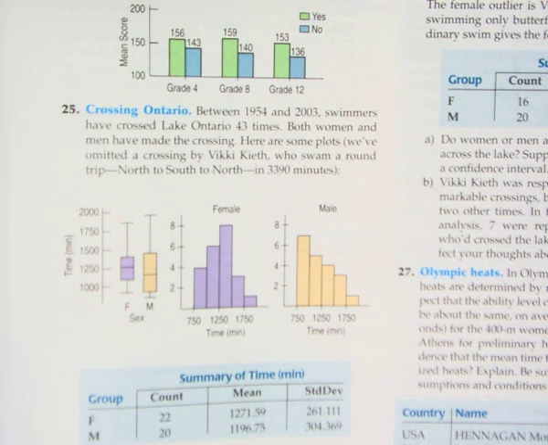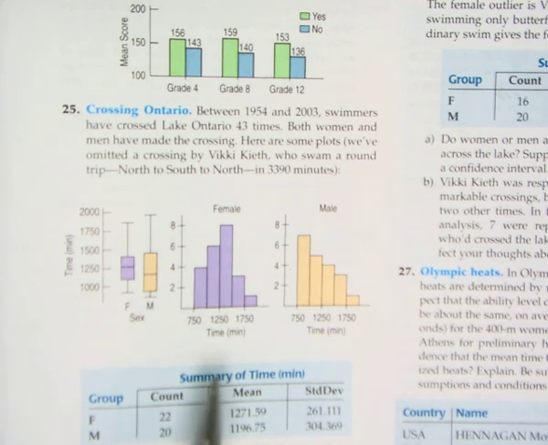Alright, so we got this crossing Ontario. Apparently Lake Ontario was crossed 43 times. Men and women have both made the crossing. And then they gave us the distribution. So now they want us to construct and interpret a 95% confidence interval and then comment on the assumptions and conditions. Alright, so we'll do those two steps.